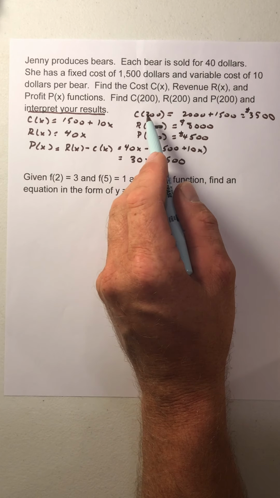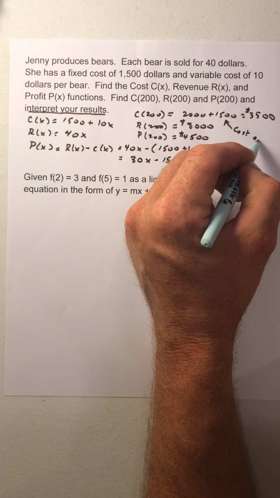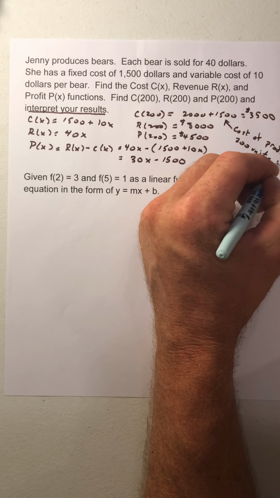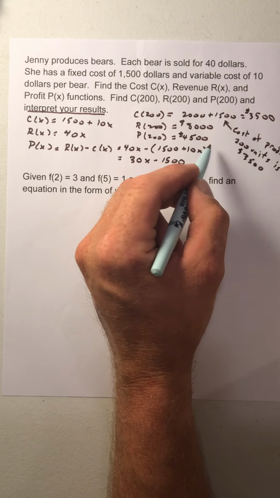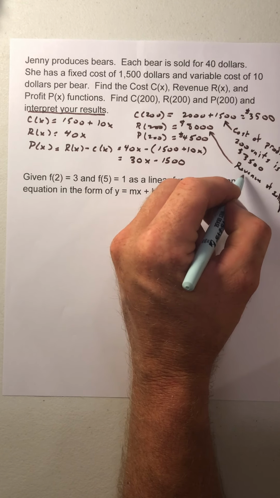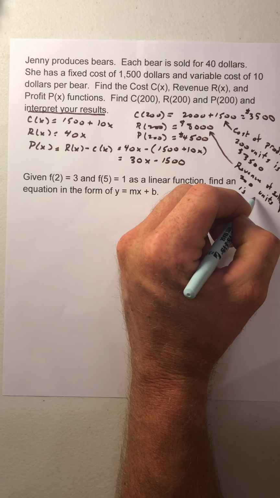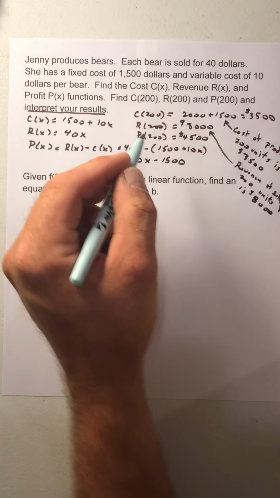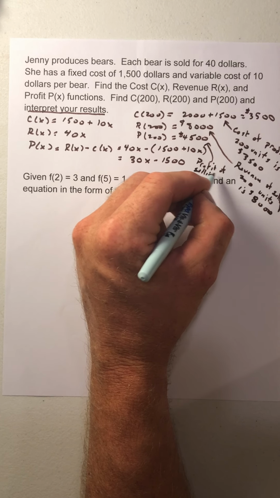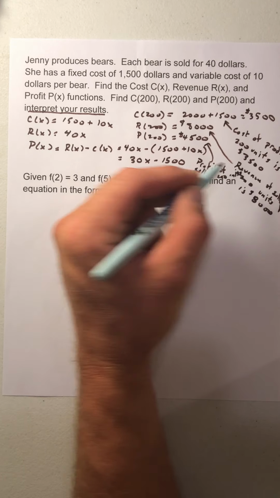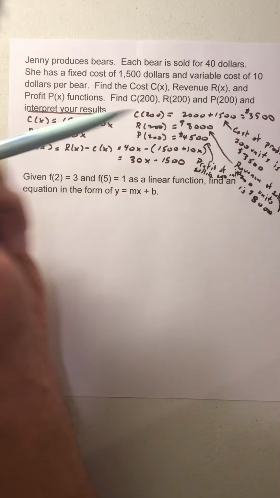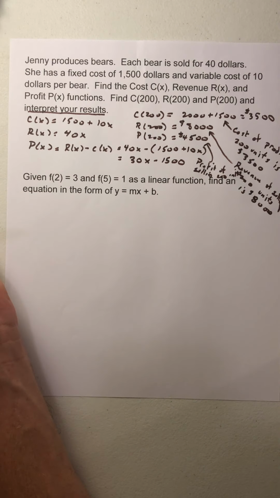What does this mean? Well, C of 200, this is the cost of producing 200 units is $3,500. R of 200 is the revenue of selling 200 units is $8,000. And then P of 200, that is the profit of selling 200 units. That's getting pretty bad in there, isn't it? But it's the cost of producing 200 units, the revenue of selling 200 units, and the profit of selling 200 units, or the profit on 200 units.